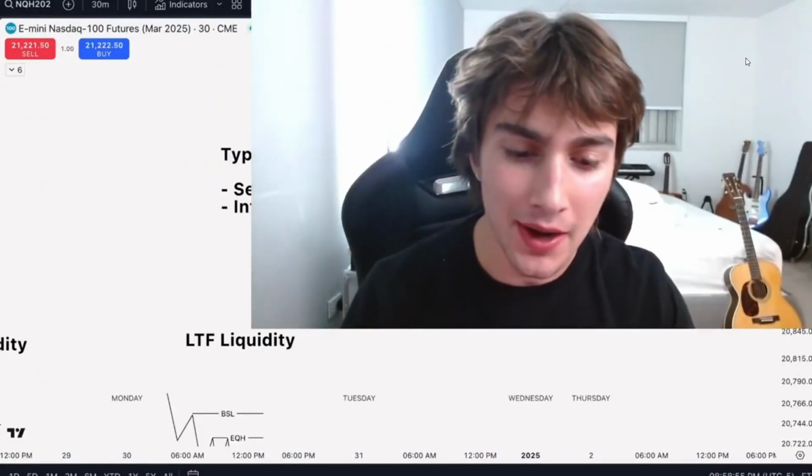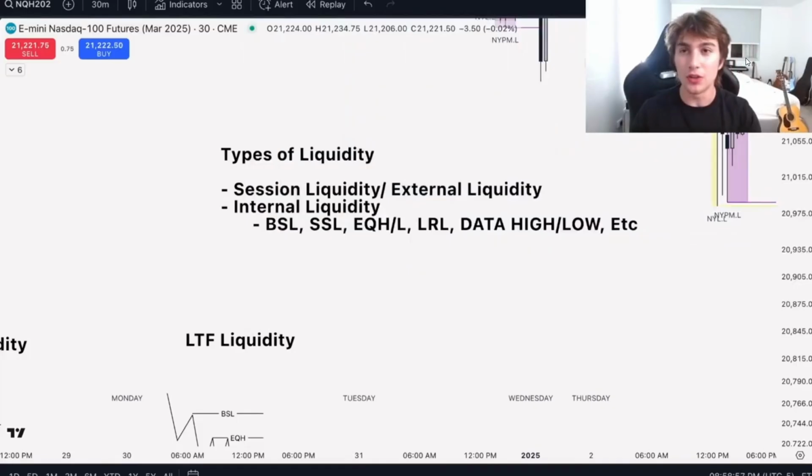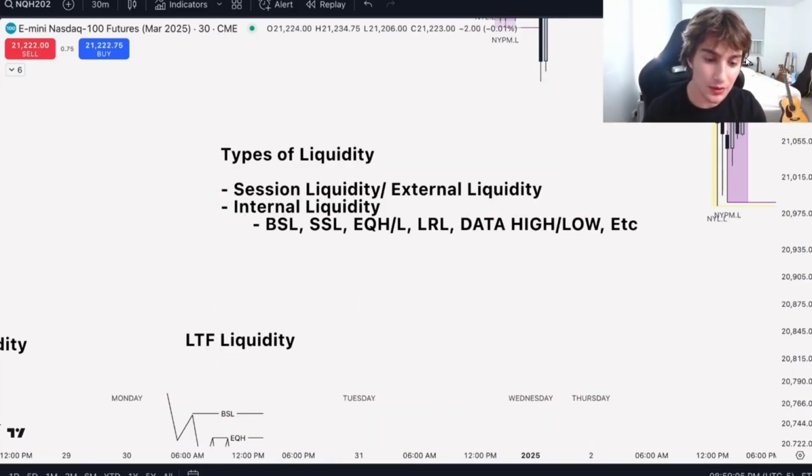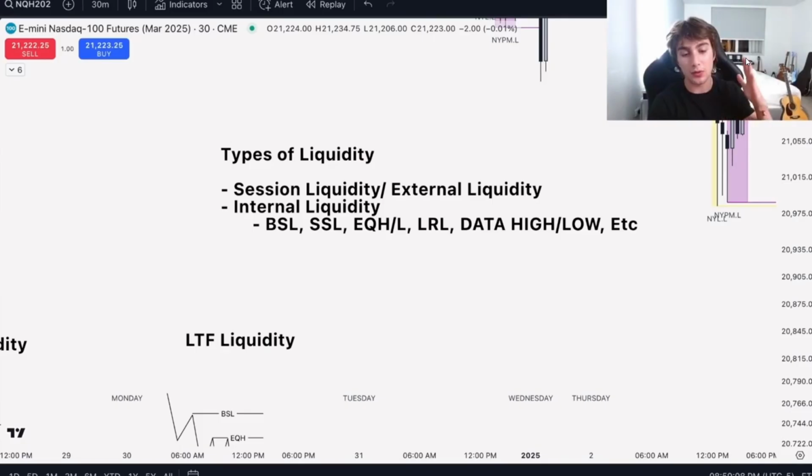Anyways, so we just went over liquidity, but now we're going to go over types of liquidity. You already have the foundational understanding of what liquidity is, which is essentially where a lot of orders are resting. Those orders need to be filled, therefore price trades to that level and liquidity is swept, and then the real move is initiated. It all sounds complicated, but it's really not.